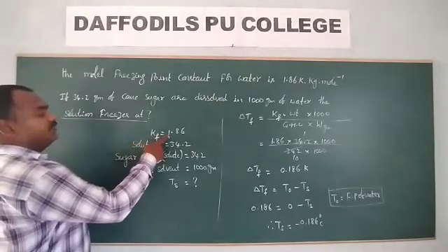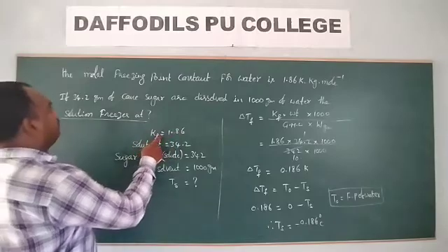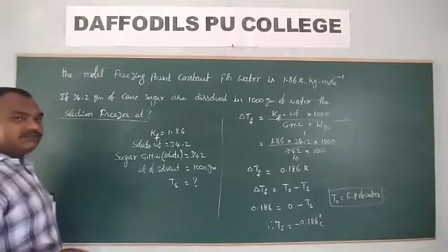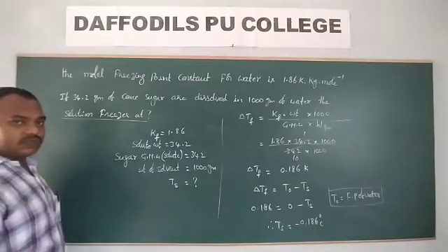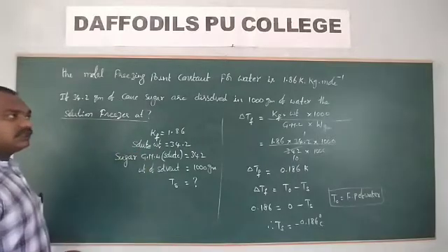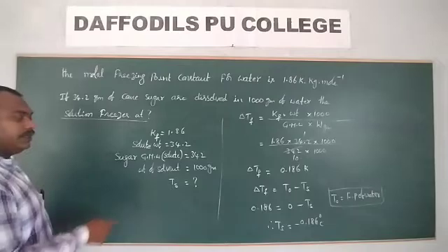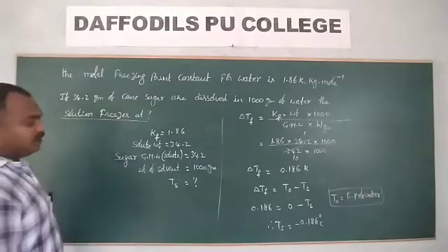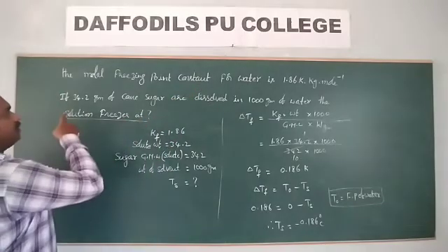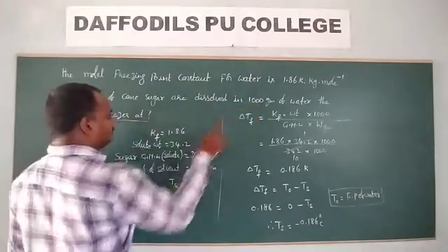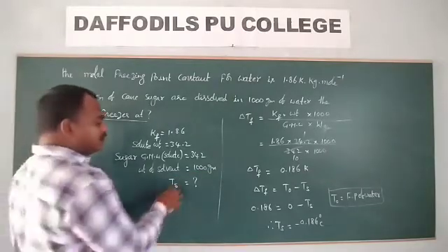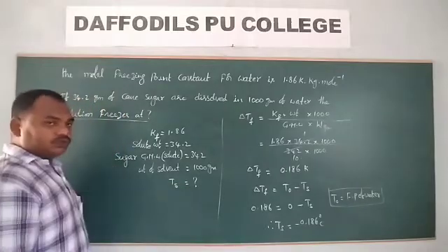So Kf is given as 1.86. Kf means molar freezing point depression constant, simply known as the cryoscopic constant. Weight of the solute is 34.2 grams. Sugar's gram molecular weight is 342. Which one is the solvent? Water is the solvent, and the weight of the solvent is 1000 grams. You have to find the freezing point of the solution.